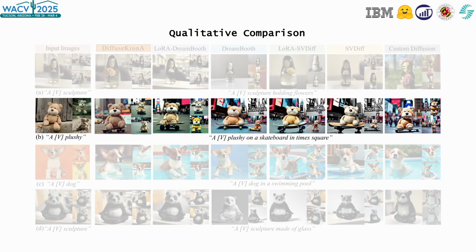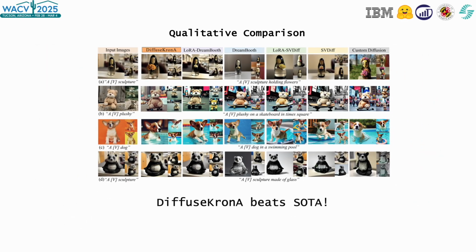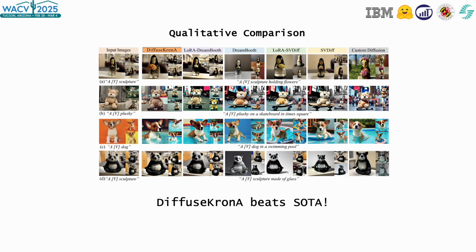In more complex scenarios, such as a dog in a swimming pool, DiffuseKronA again leads the pack. Its ability to retain fine details, like the texture of the dog's fur and the water's reflection, sets it apart from DreamBooth and Custom Diffusion, which often struggle with such nuances. Across diverse prompts and scenarios, DiffuseKronA consistently delivers superior quality. Its ability to balance creativity, detail, and fidelity makes it the clear choice for high-quality generative tasks.